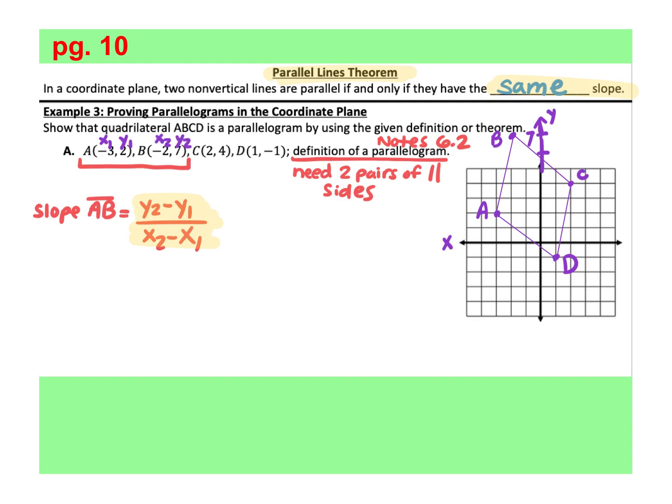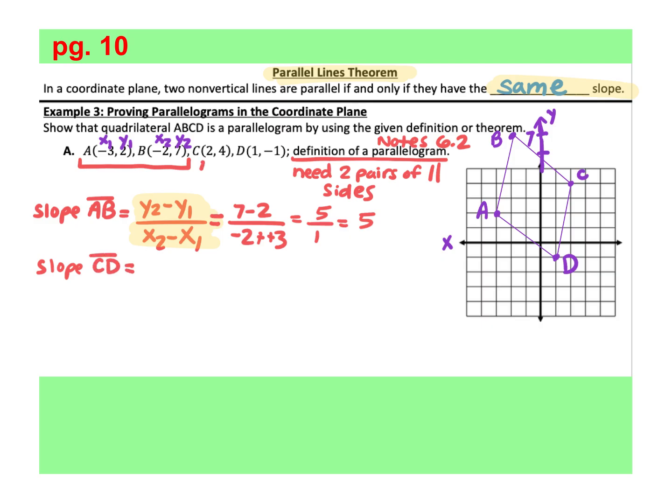So if I very carefully plug those numbers into my formula, we end up with 7 minus 2 divided by -2 minus -3. That double minus will switch to a plus, and we'll get 5 over 1, which is 5. So the slope of AB is 5. Let's check the slope of its opposite side, CD.